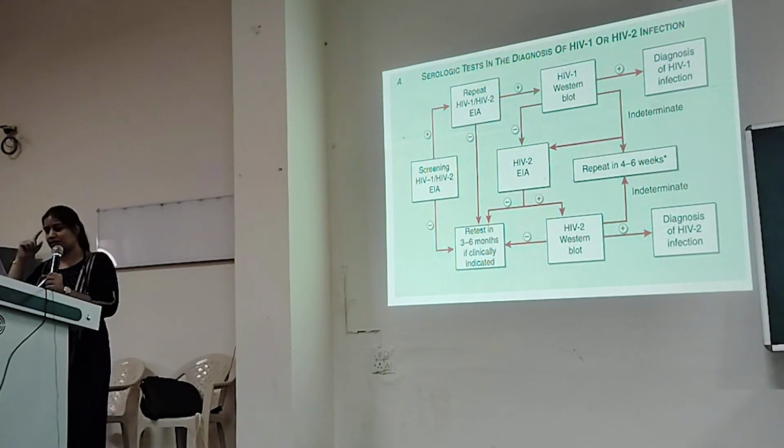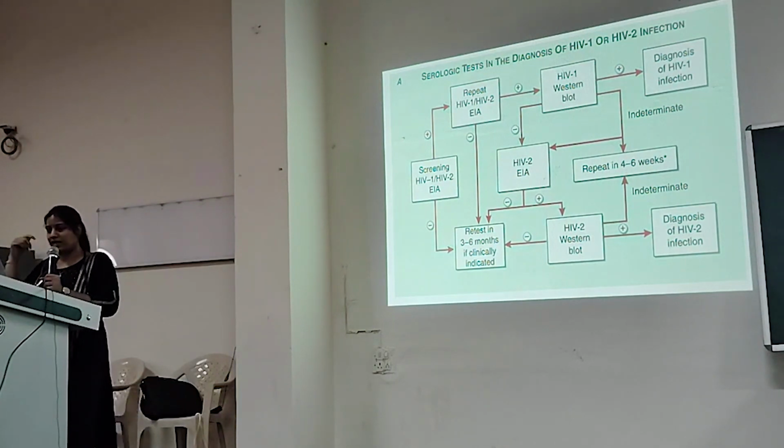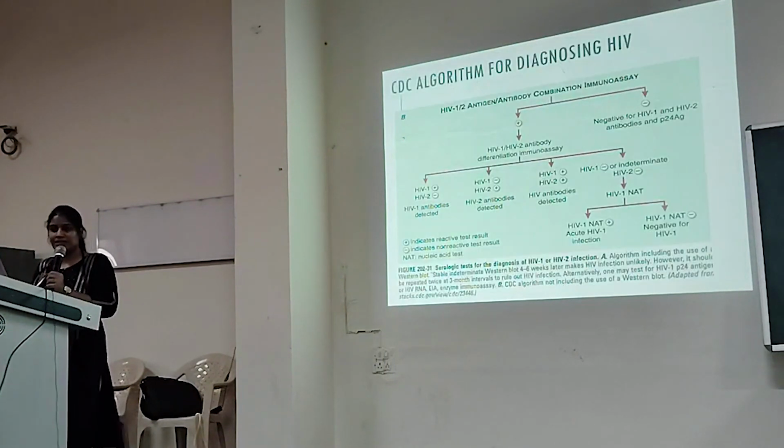And if the test is negative, we should not think that the patient does not have HIV. We can retest after 3 to 6 months. If the patient continuously gets ELISA negative, at least 2 times, and the Western blot is also negative, we can consider the patient negative for HIV. That is the serological testing, and this is the CDC criteria.